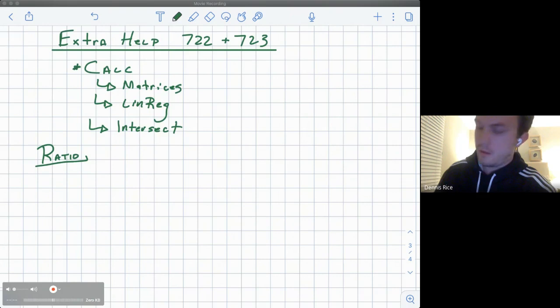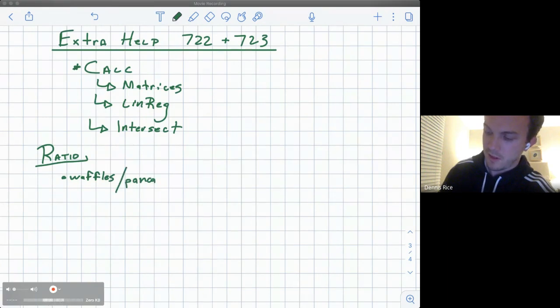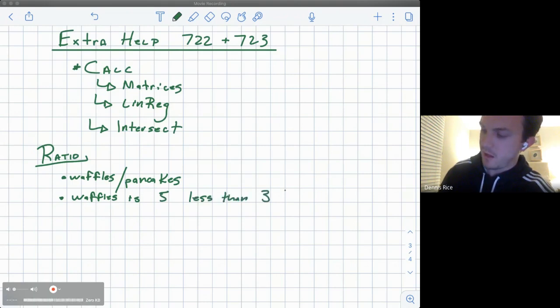So this one involves, I'm not going to write out the word problem, I'll put the bullet points here. The variables are waffles and pancakes. Waffles are better than pancakes. And it says the amount of waffles that Leslie has is 5 less than 3 times the number of pancakes.